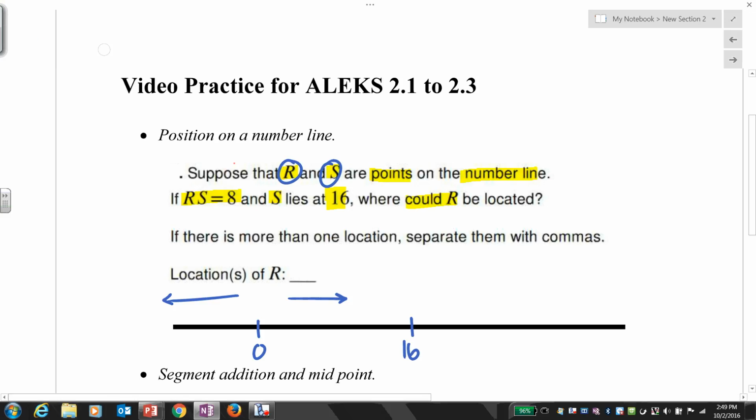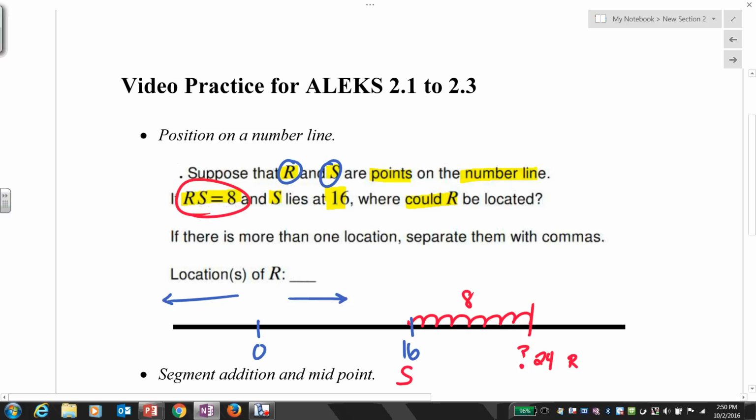It says the distance R to S is 8. That means the distance between point R and point S has to be 8 units. So I could start at 16, I bunny hop 8: 1, 2, 3, 4, 5, 6, 7, 8. 8 units, and I ask myself, what is that position? So 16 going to the right, 8 bunny hops, it's going to be 24. That could be position R.